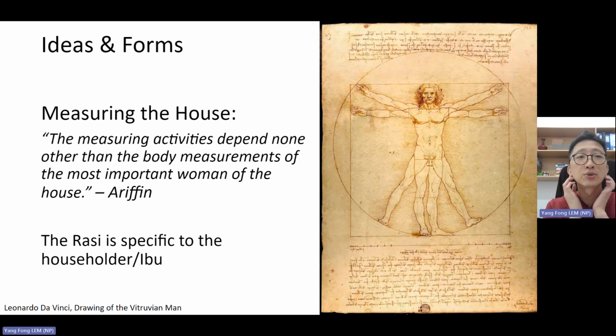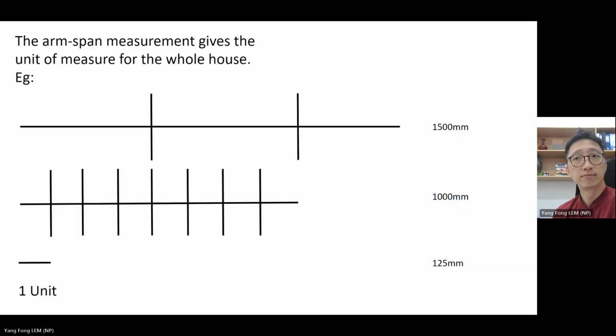Okay, so measuring the house, the measuring activities depend on none other than the body measurements of the most important woman of the house. So the Rasi is specific to the householder, the Ibu. So the female, the motherly figure, is very central to the measurement of the Malay house itself. The arm span measurement gives the unit of measurement for the whole house.